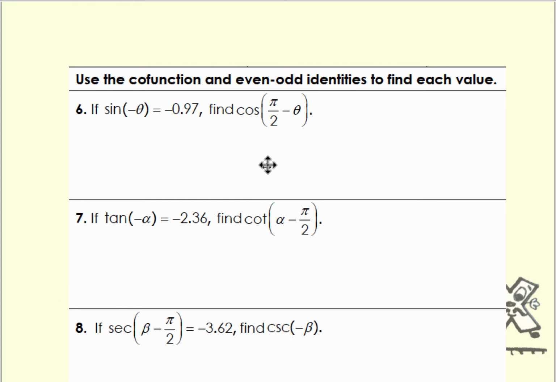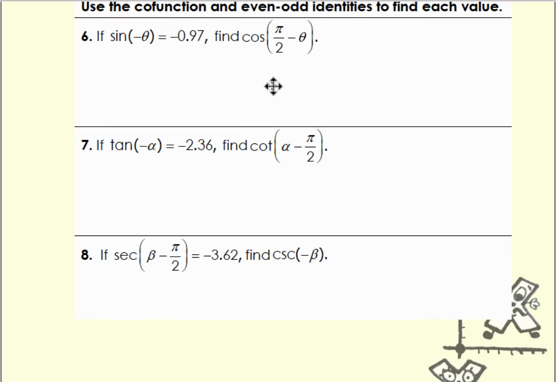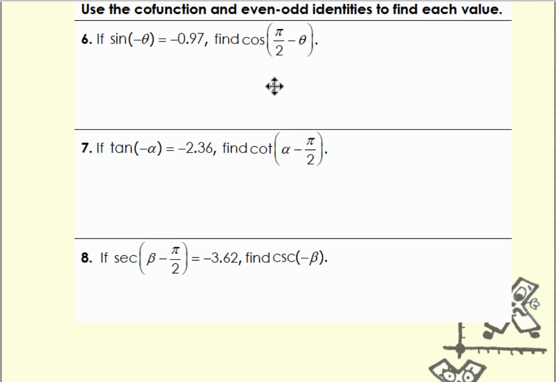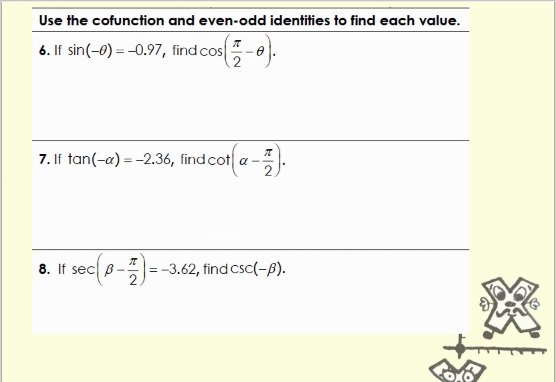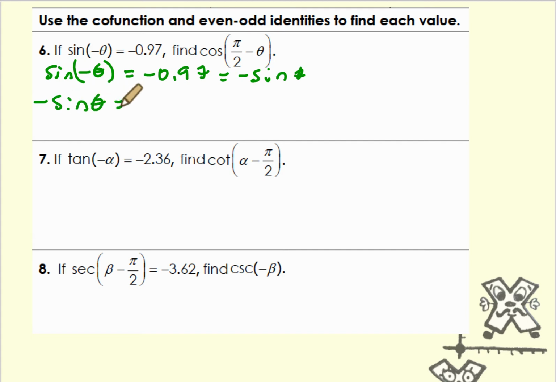So what we have is we want to use those sets of identities to figure out these. Okay, so it says that the sine of the angle is this. So we know that the sine of the opposite of theta is equal to negative 0.97, and it's also equal to, because of our identity for even and odd, the opposite of sine of theta. Okay, so what we know is the opposite of the sine of the angle is equal to negative 0.97.